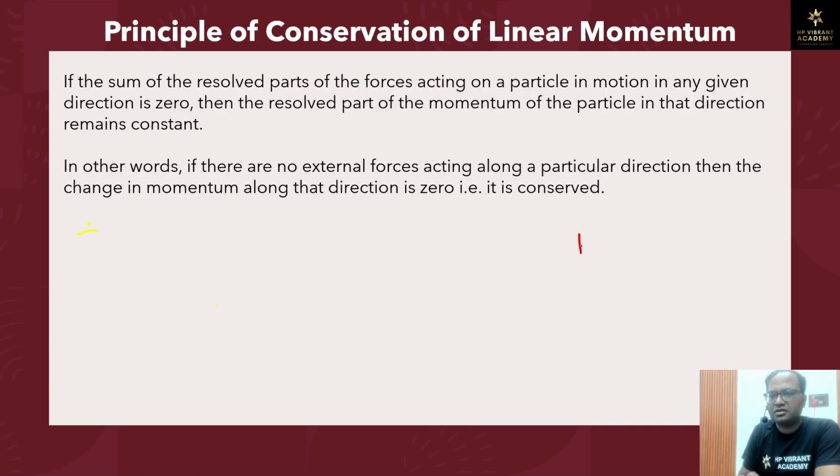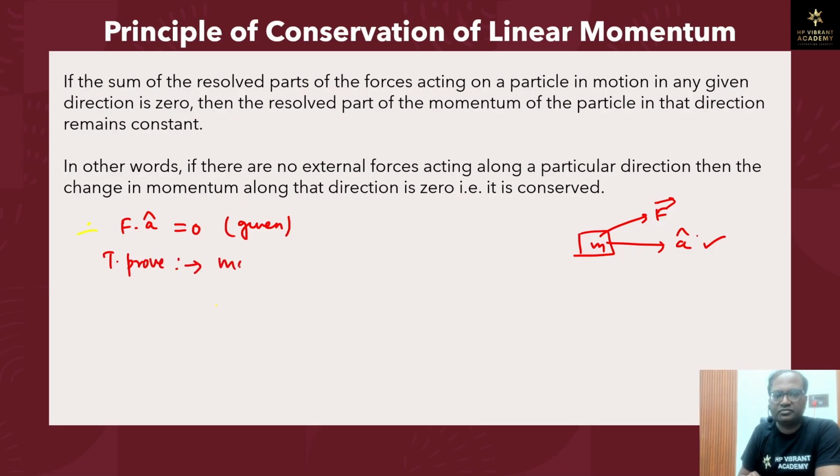Let us consider a particle of mass m, and let us consider a force F acting on this particle. Let us consider a direction, a vector. The resolved part of the force along a vector is F dot a. It is given that the resolved part of this force F acting on this particle along this a vector is zero. This is given in the statement. What we have to prove is that the momentum along a vector is constant.